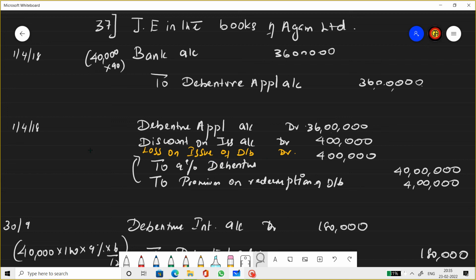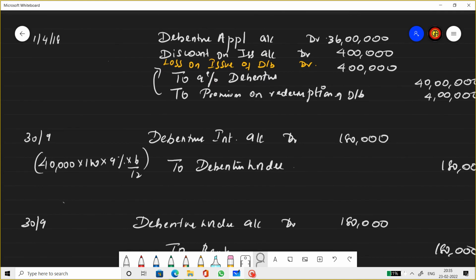Now the choice is yours, whether you can merge these two and make it into one entry as loss on issue of debentures, totally 8 lakh, or you can keep it like this itself. But either way, you should know that these two together will be the loss. The total loss on issue is 4 lakh plus 4 lakh, 8 lakh. So the issue entry is over.